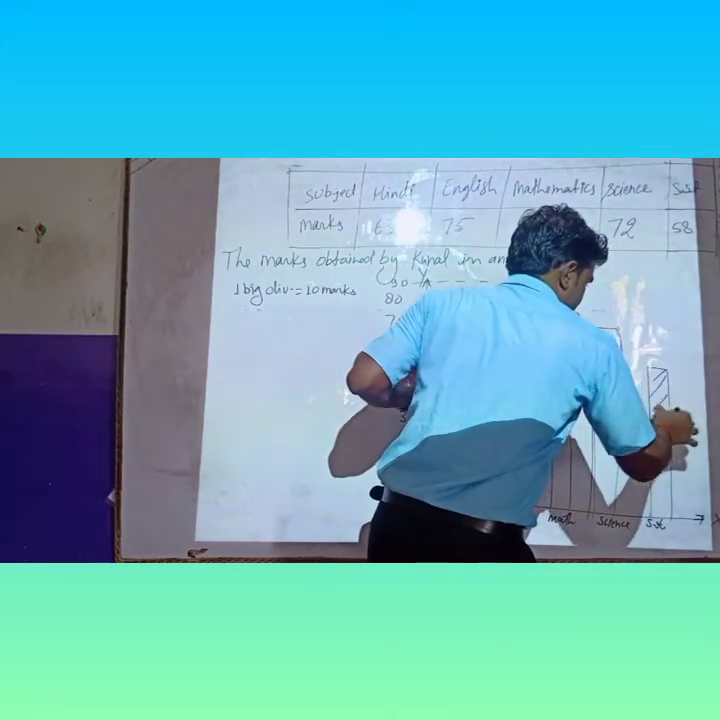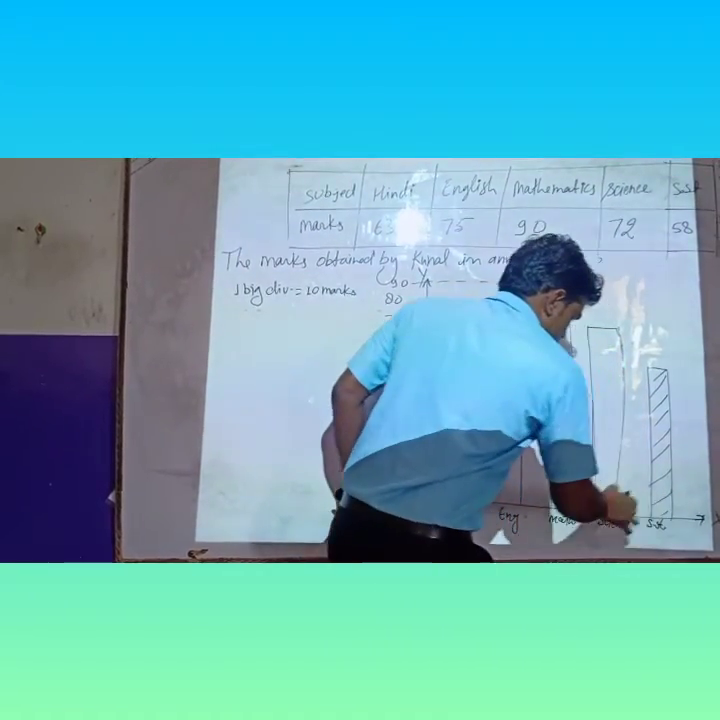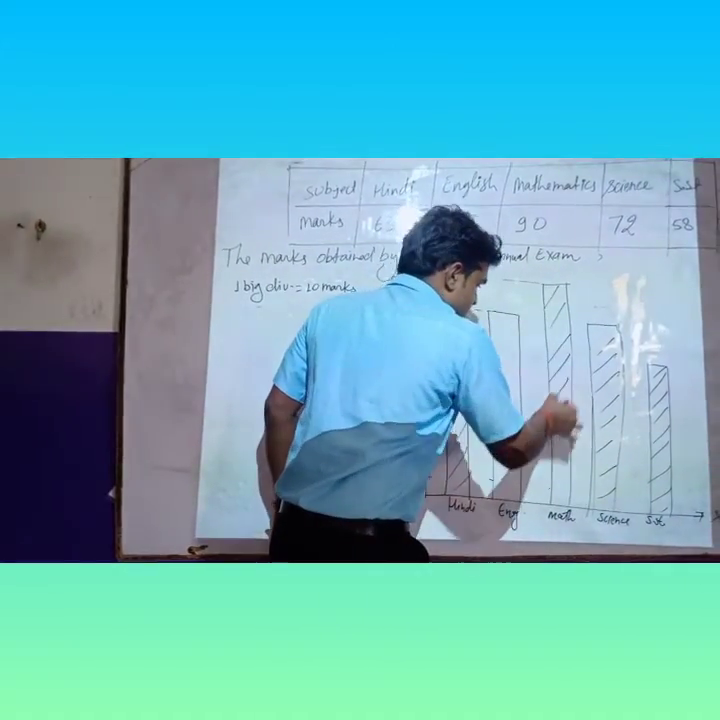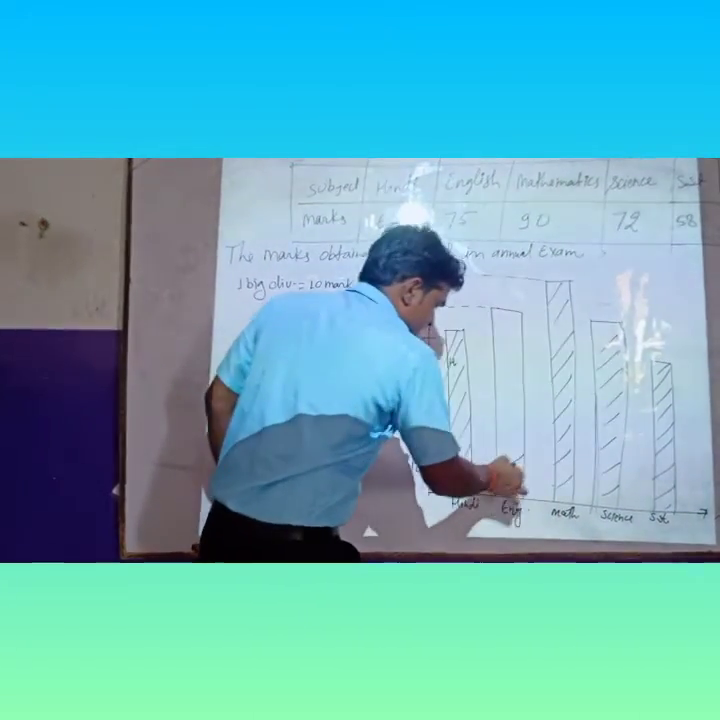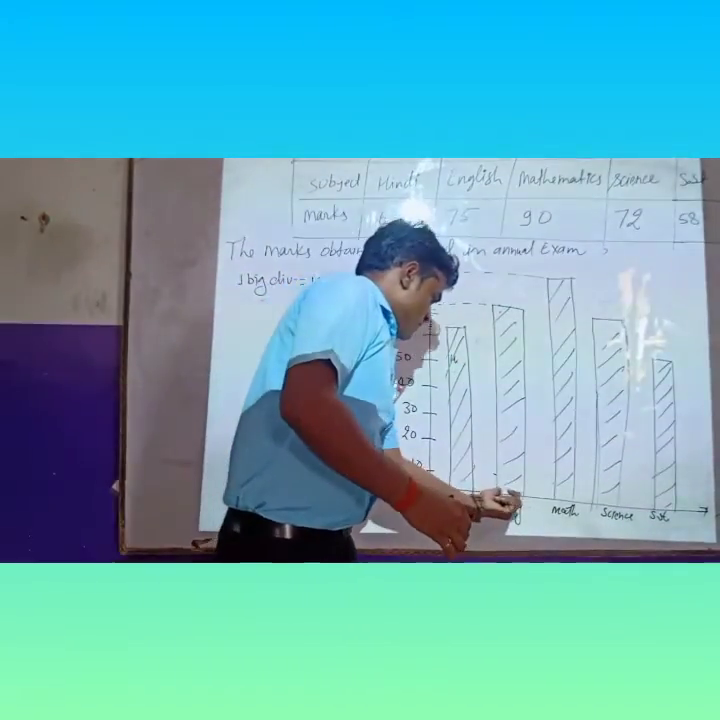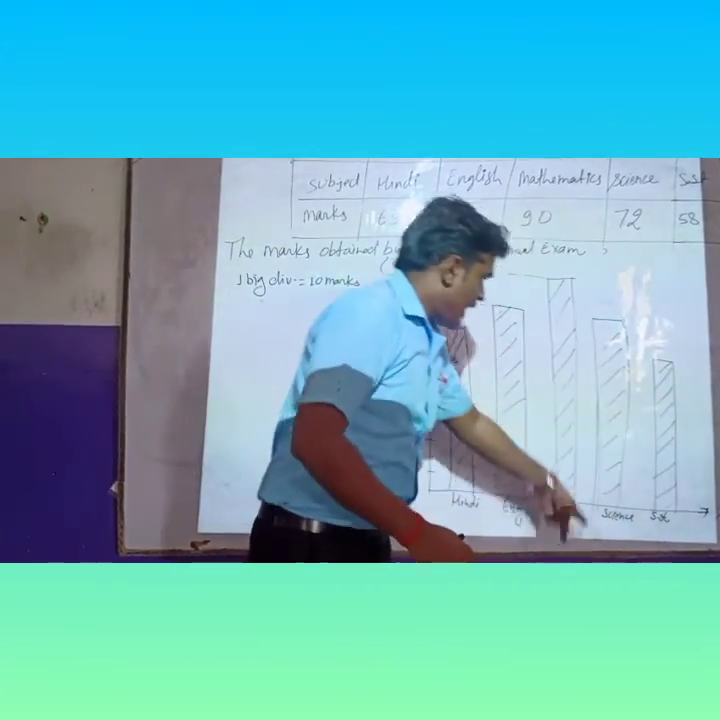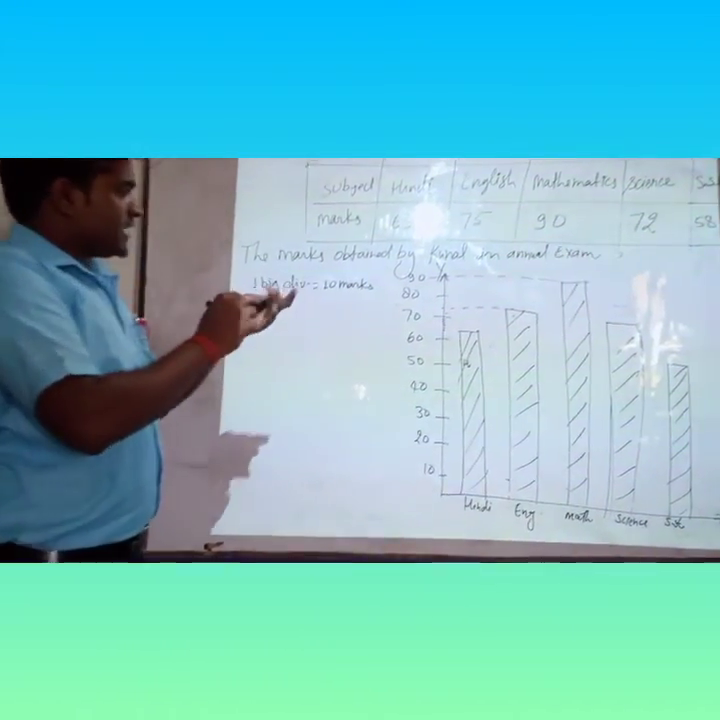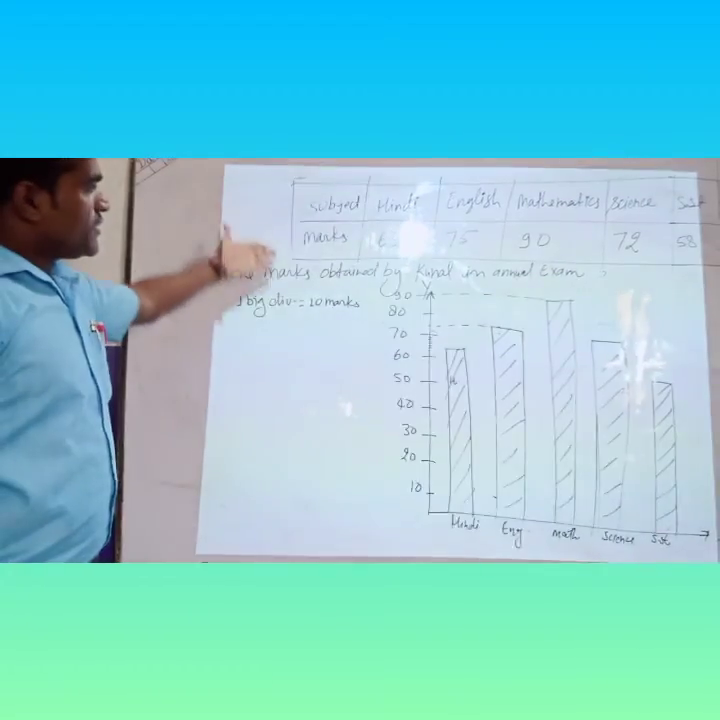This is 50. Okay. When you observe, children, these rectangles, these bars, have equal width. The width of these bars is equal, and the heights vary. Heights are different. Like that, we will draw the bar graph to show numerical information.